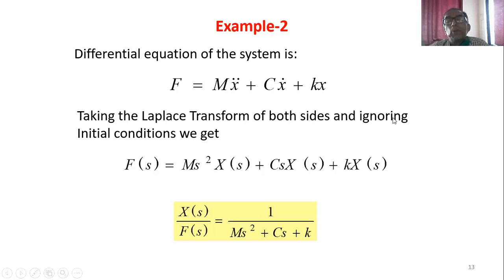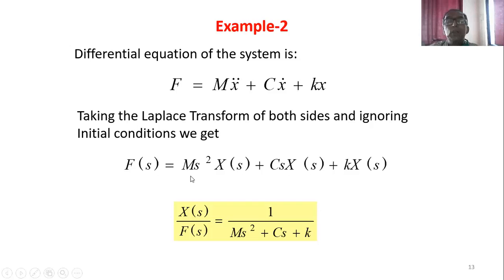So taking the Laplace transform of both the sides and ignoring initial conditions, I convert this time domain equation into Laplace domain equation. Here it was f of t, it is f of s now. F of s is equal to, d square x will be converted into s square, and all these will be functions of s. So ms square into x of s plus, dx will be converted into s x of s, and k into x will be converted into k into x of s. I can take out x of s common. What remains inside the bracket is F of s is equal to the entire bracket ms square plus cs plus k, multiplied by x of s.